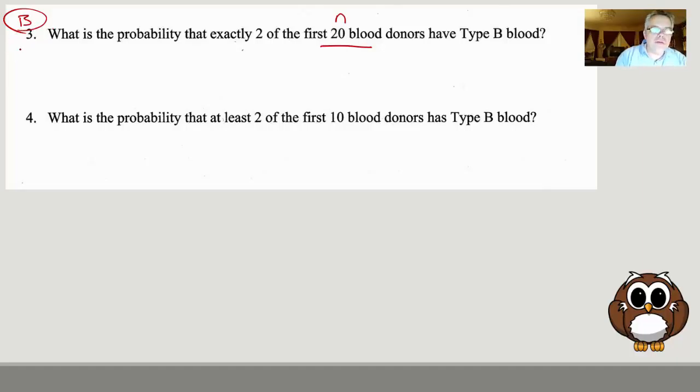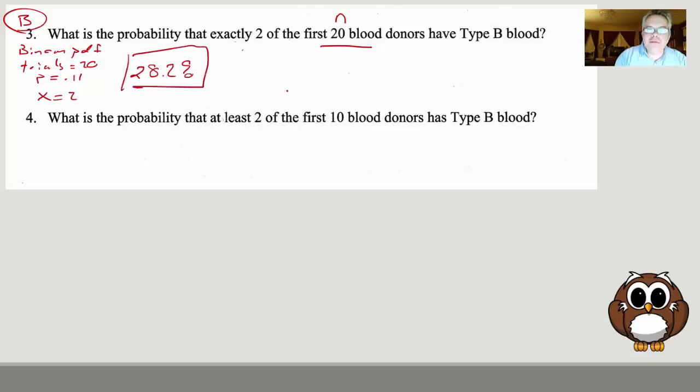Well, we can use binompdf. The number of trials is 20, probability of success 0.11, and the value we're interested in is 2. If you enter that in your calculator, you should get 28.2%. That's what I got.